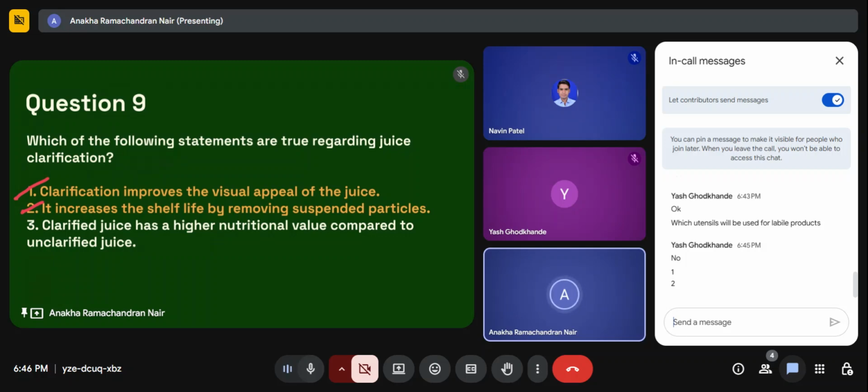Clarified juice does not have a higher nutritional value compared to unclarified juice. You are removing things from it, you're not adding things. So it cannot have a higher nutritional value compared to unclarified juice. So this is not correct. Alright. Any doubts in this? Alright. So let's move on to question number 10.